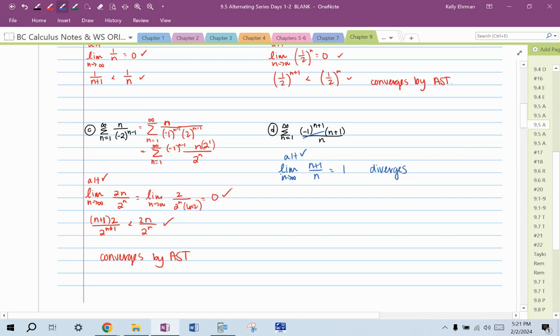Remember, this is the limit as n approaches infinity of the sequence. So basically, what are the terms approaching? This is just the nth term test. So it diverges by the nth term test. If we're looking at an alternating series and it diverges, it's not by the alternating series test. It's always going to be by the nth term test.